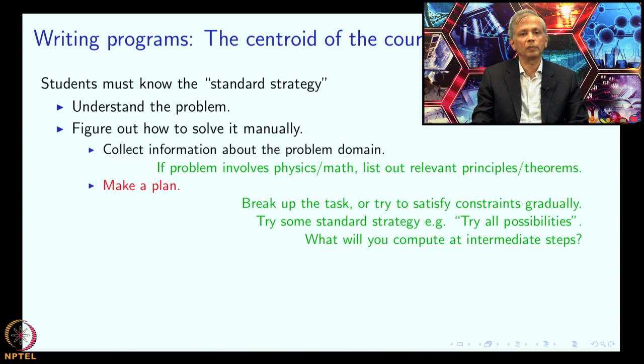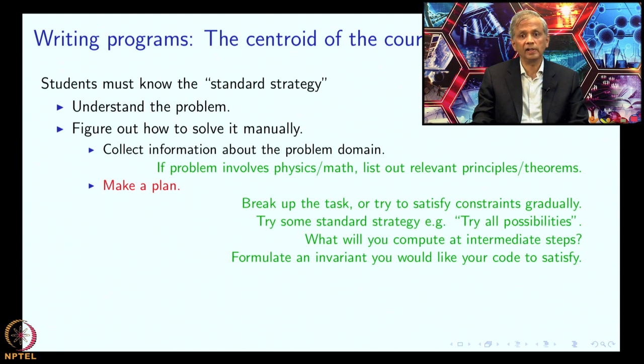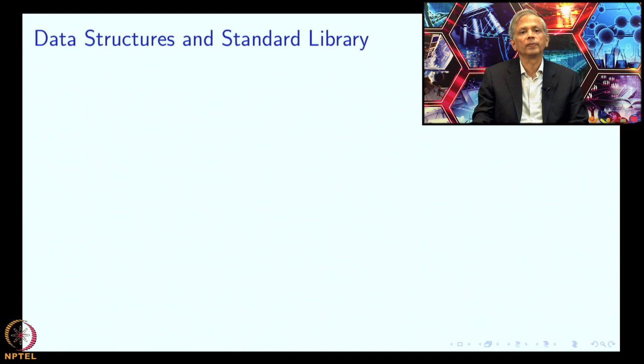Just as for the problem of calculating the value of e, we said that in the ith iteration we are going to calculate 1 over i factorial. So when I say make a plan over here, I really mean this. Describe what you are going to do in your iterations and write it down. Formulate an invariant that you would like your code to satisfy, and only then try to write the code. Then execute the plan, which means write the code. Review the program and see if it can be improved.